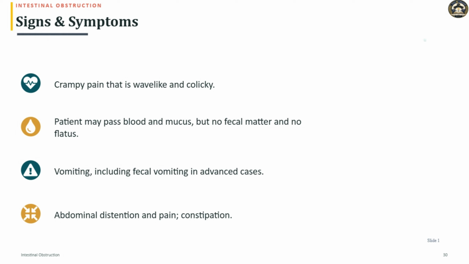The signs and symptoms of intestinal obstruction include crampy pain that is typically wave-like and colicky. Patients may pass blood and mucus, but critically, they will experience no fecal matter and no flatus. Vomiting is a common symptom, which can progress to fecal vomiting in advanced cases. Other significant indicators are abdominal distension, generalized abdominal pain, and severe constipation.